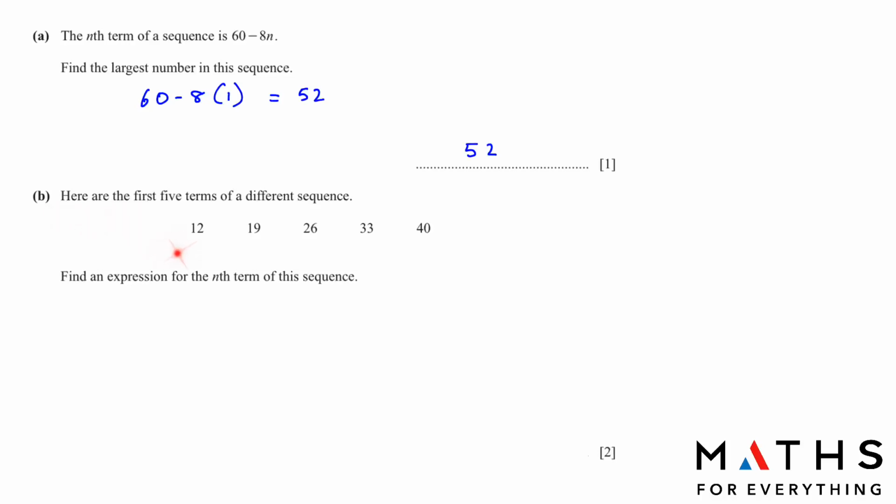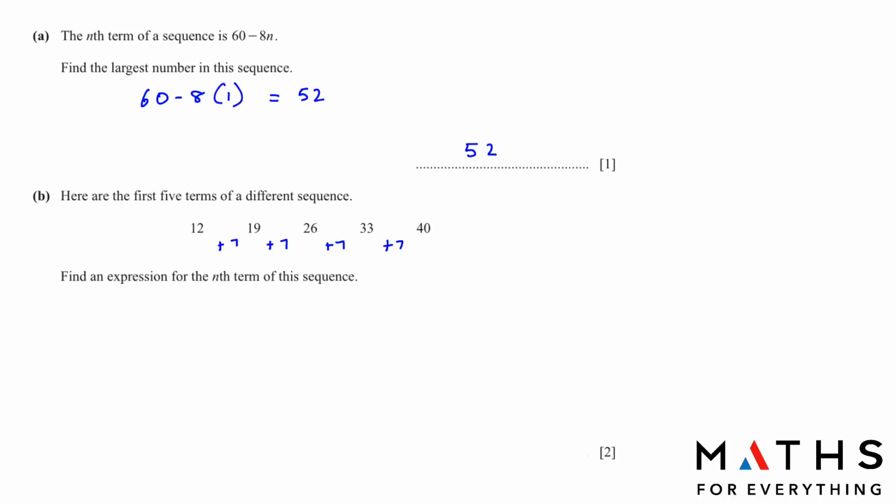In part B, we have been given 5 terms and we have to find an expression for the nth term of this sequence. The first thing, check the difference between each number. 12 plus 7 is 19, 19 plus 7 is 26, 26 plus 7 is 33, and 33 plus 7 is 40. So the difference between the numbers is the same.